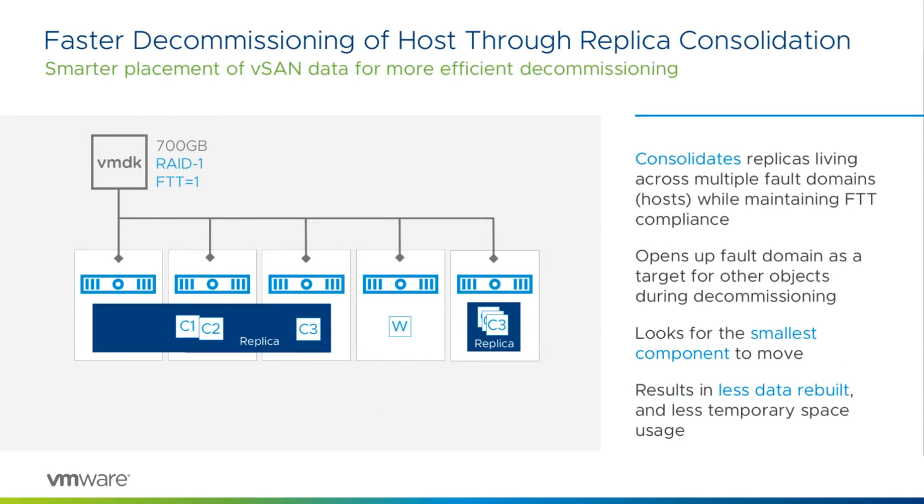Replica consolidation takes an intelligent component-level view of an object and will consolidate the components in such a way that it can satisfy, if possible, the request to free up a fault domain to enter it into maintenance mode. The key takeaway of this feature is that vSAN provides more intelligence behind data movement to reduce the time and effort it takes to enter a host into maintenance mode. Less data movement means faster decommissioning and reduced consumption of temporary space. The replica consolidation feature continues the improvements with host decommissioning that were introduced in vSAN 6.6.